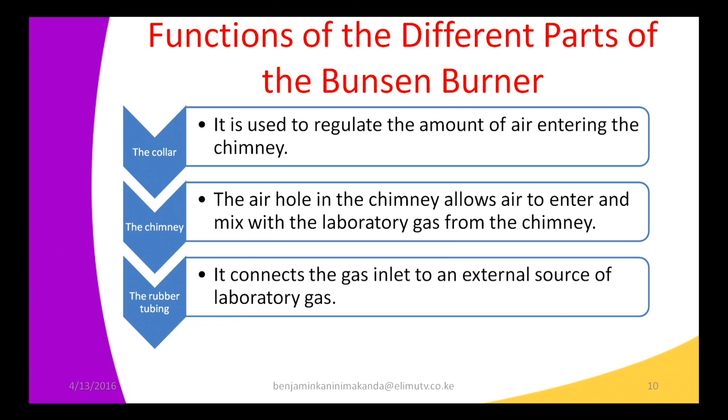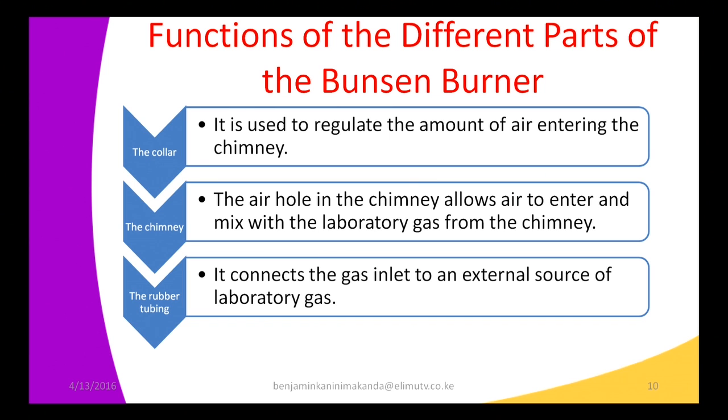Then the other part is the rubber tubing. Now, I want to relate this Bunsen burner to some of the heating apparatus you use at home. The commonly used apparatus at home, which you may have, even in the lab in your school, is a gas cylinder. So we have this tall gas cylinder of about 13 kilograms. How do you connect it from the source to the burner? You use a rubber pipe. That rubber pipe is what we call the rubber tubing, to connect the gas and the burner.